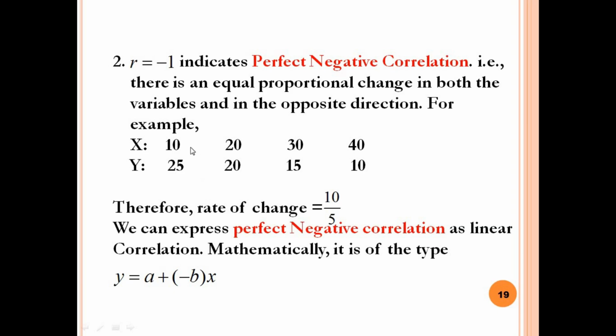In case of x, here you see this is in increasing order 10, 20, 30, 40, and in case of y, here you see this is in decreasing order 25, 20, 15, 10. So what is the rate of change here? 10 by 5. So we can express perfect negative correlation as linear correlation. How we can write mathematically? y equal to a plus minus bx type. So this is the perfect negative correlation.